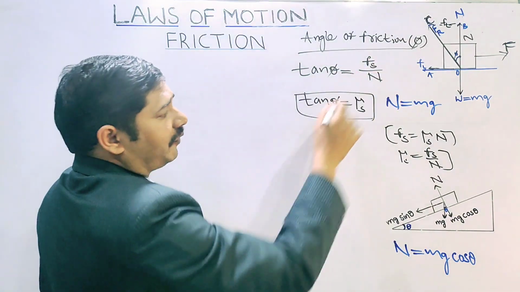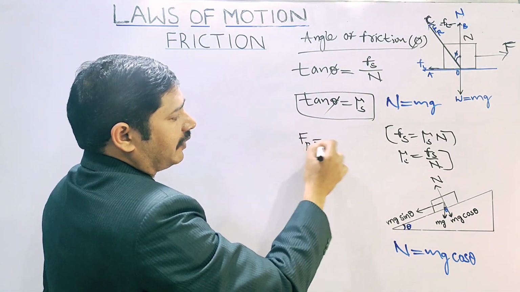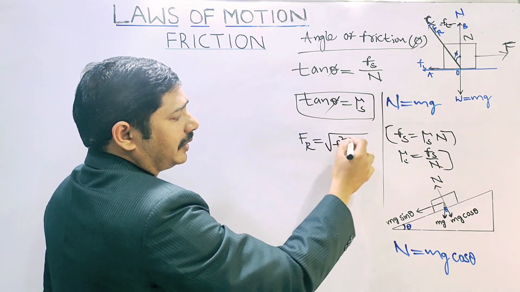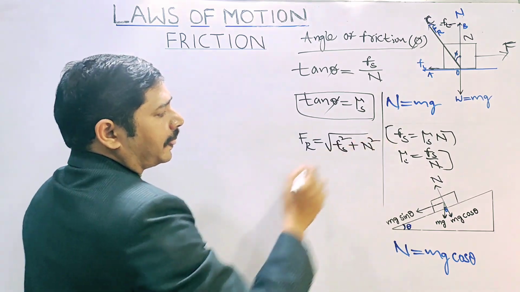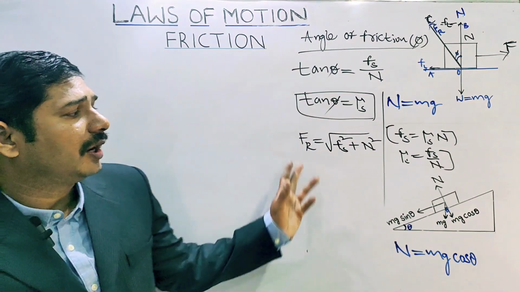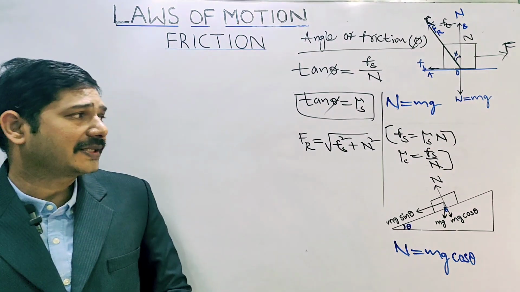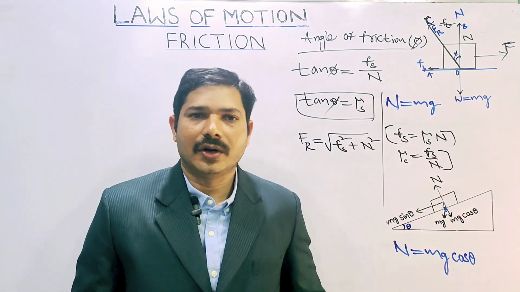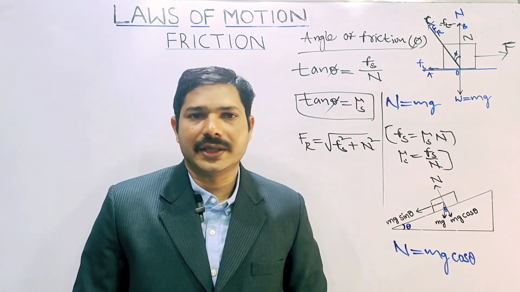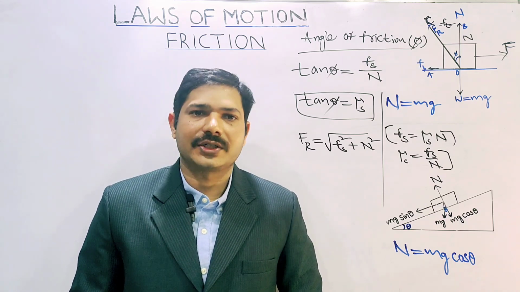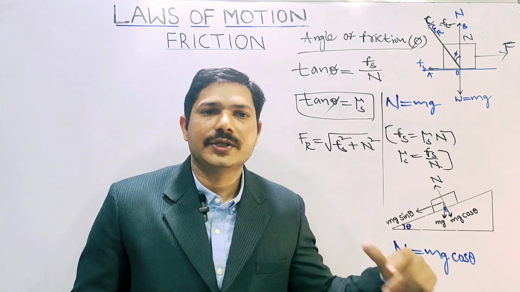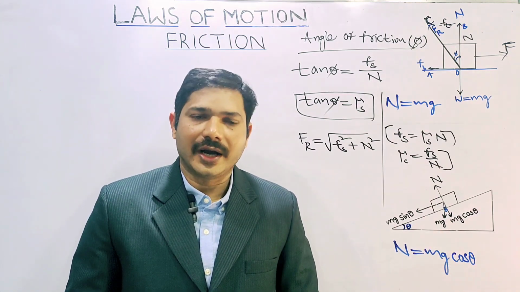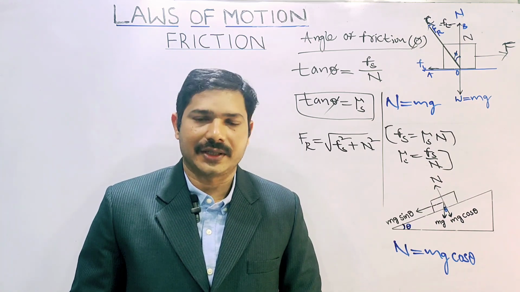The resultant Fr is equal to the under root of the frictional force whole square plus normal whole square. The resultant of friction is under root Fs square plus N square. Based on these cases, we'll now solve some problems. In the next part we'll discuss inclined planes, smooth and rough inclined planes, and all types of numericals and cases.